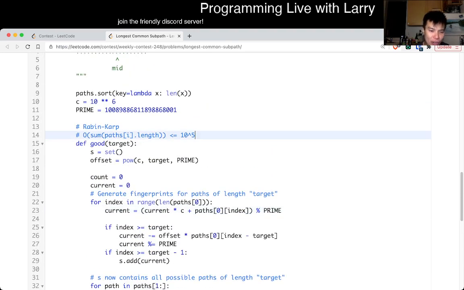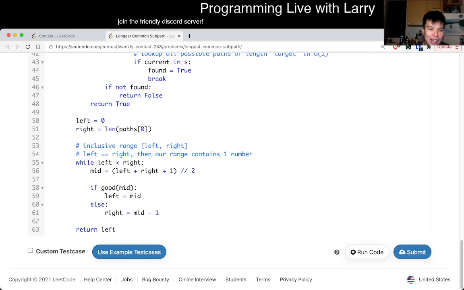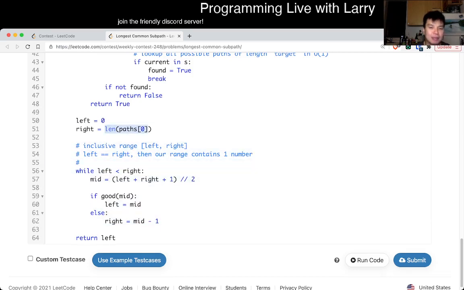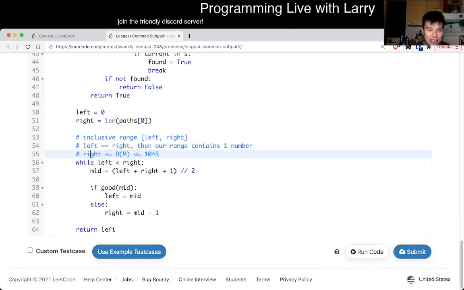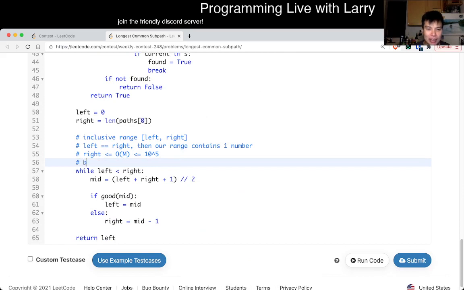And because we call this as part of the binary search, as we said, this is going to be at most log M, roughly speaking. So right is M, which is less than 10 to the 5th. And because of this, oh, sorry, whoops, did I miss this? Oh yeah, the right is the thing. So the binary search will be O of log M.